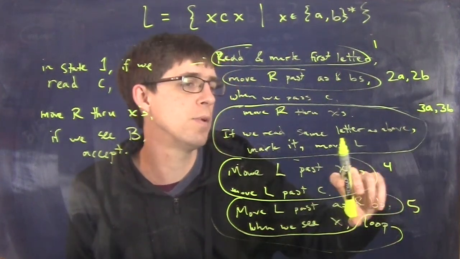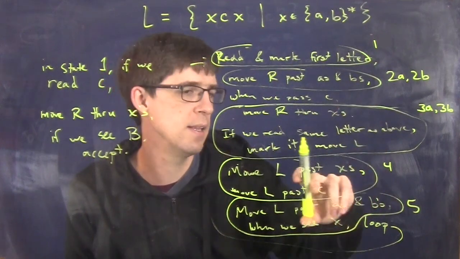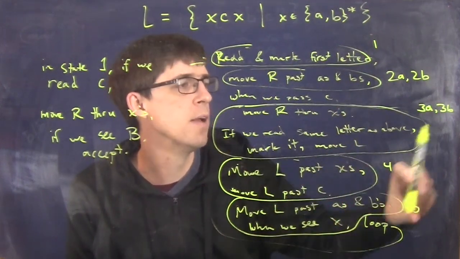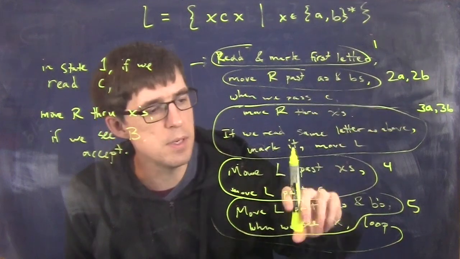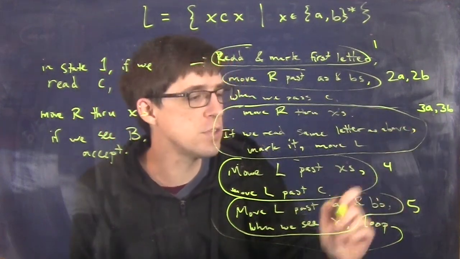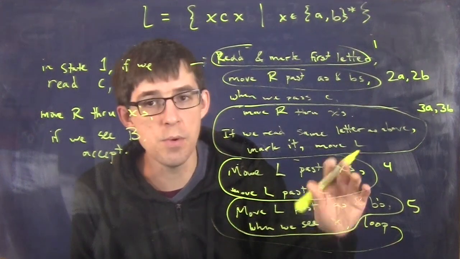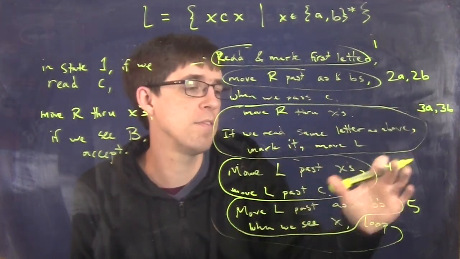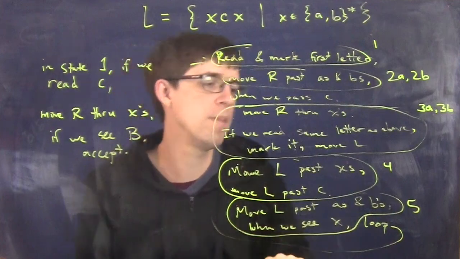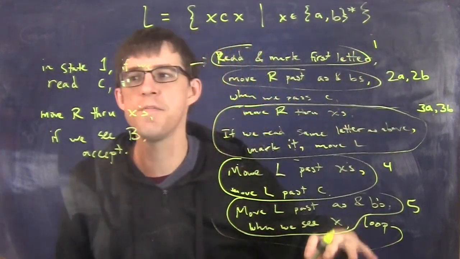So 3A is the one in which we originally read an A, and in that case we're going to mark an A. 3B is the one in which we originally read a B, and so we're going to mark a B. All right, but both of those can go back to state 4. By the time you get here, we have already dealt with the branching behavior, and after that everything can act the same way. So then 4, then 5.